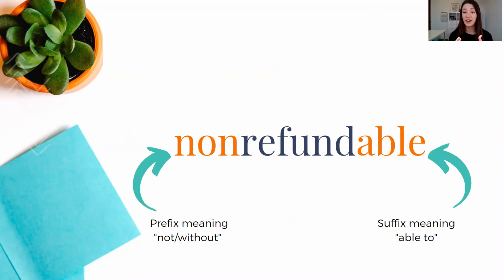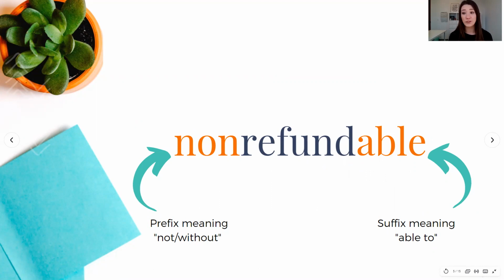here, N-O-N, non. We have the A-B-L-E suffix and the word refund. When all of this comes together, we see that the prefix non means not or without, and the suffix here at the end means able to. So this word, when all together, would mean not able to refund something.